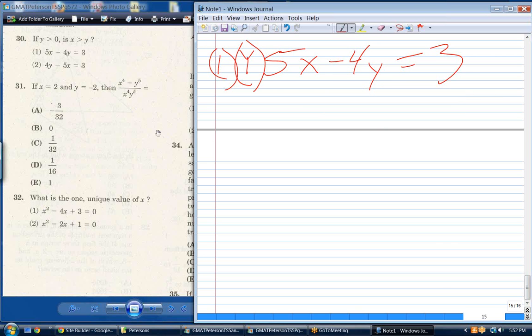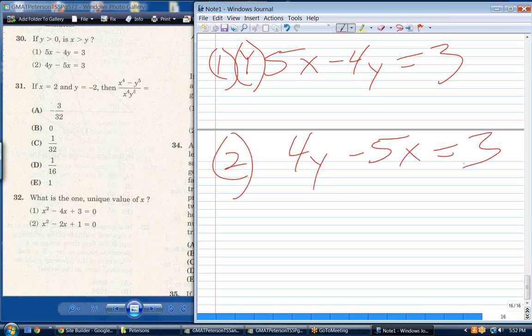Now it makes me rethink number 2. So let's look at 2. 4y minus 5x equals 3. Well, what does that say? That says 5x minus 4y equals negative 3.